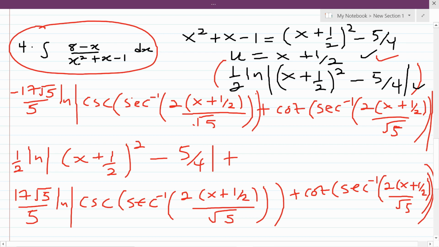So this is the final answer. Oh sorry, all plus c. So this should be the final answer. Alright, it's just one question, but it takes almost an hour to solve it.